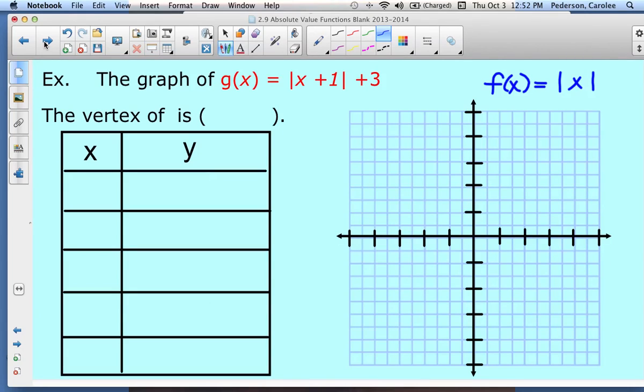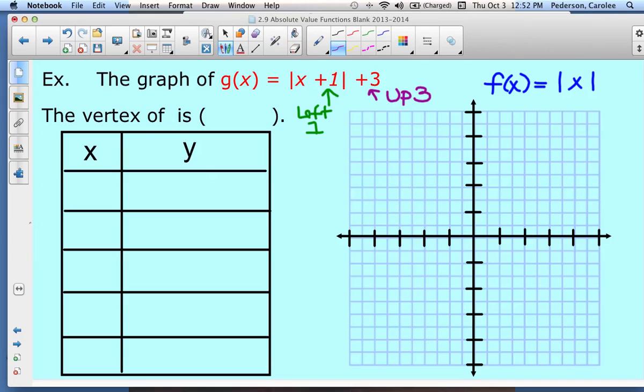All right, so the number one thing you want to do is identify the transformations. What's happening from its original blue function to now our red function. So let's talk about this piece here. This is inside the function, so this is a horizontal shift. We have to think opposite. We're going to push this graph to the left 1 unit. And then the second piece is outside the function, at the end, so we're going to push this graph up 3 units.